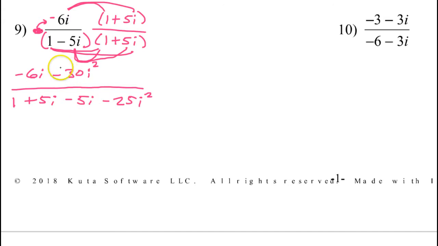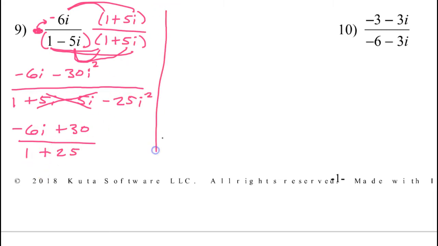Okay, now remember that i squared is negative 1. So because of that, this negative 30 is going to change to a positive 30. So I'm going to wind up with negative 6i plus 30. Alright, because i squared is negative 1. So this is negative 30 times negative 1 is positive 30. Now I might as well go ahead and cancel these out now. They are gone. So I have 1. I'll bring that down. And then this minus 25i squared will become a plus 25. Again, i squared is negative 1. So this is negative 25 times negative 1, that is positive 25.